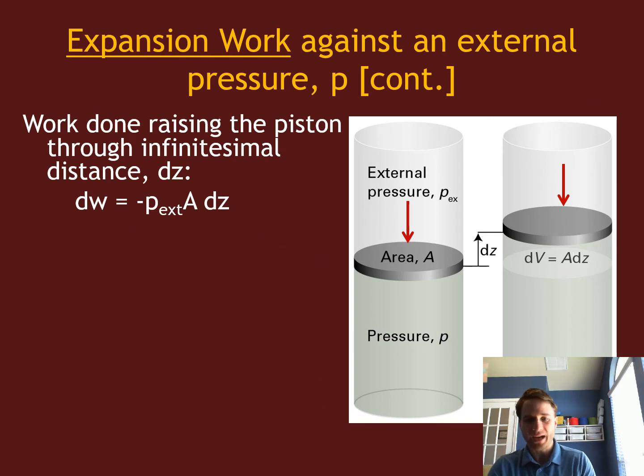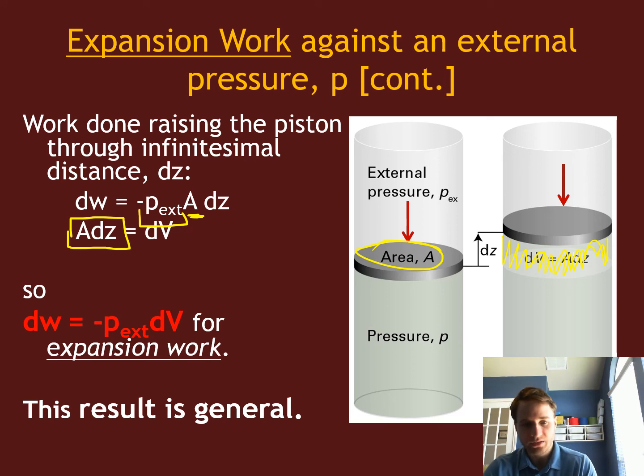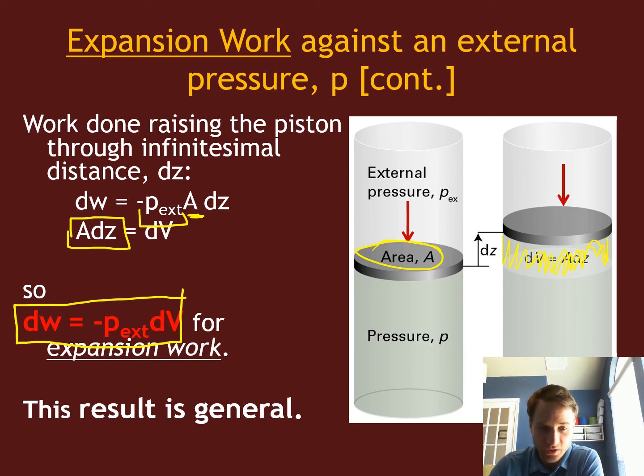If we go back to the idea of this piston pressing against some external pressure, that force is related with the external pressure times the area over which that pressure is being applied. I can use the fact that area times this small change in height is related with some small change in volume, so it's related with dV. And so I can rewrite this in simplified form, where I can write that some small change in work is related with the external pressure and some small change in volume with a minus sign.